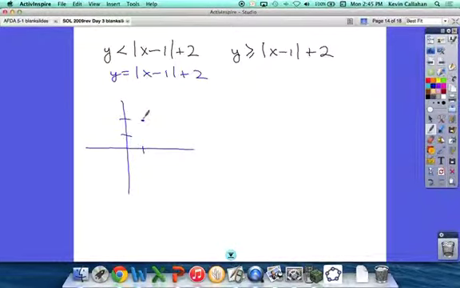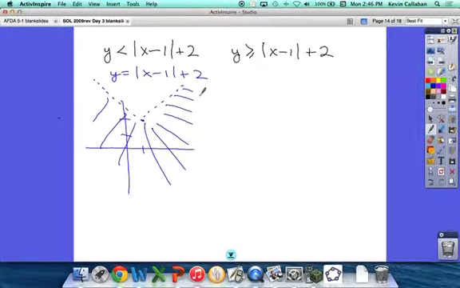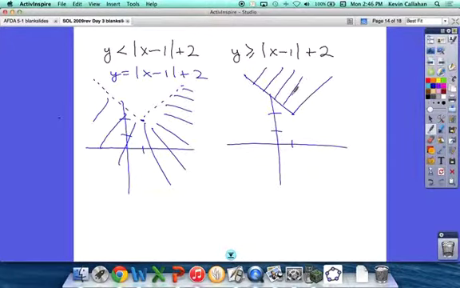Now, if it's "or equal to," you use a solid line. If it's not "or equal to," you use a dashed line. And because it says y less than, that means below. So shade here. This one would have the same graph. The V would be in the same spot. Now it's a solid line because it's "or equal to." And because it's y greater than, that means here.